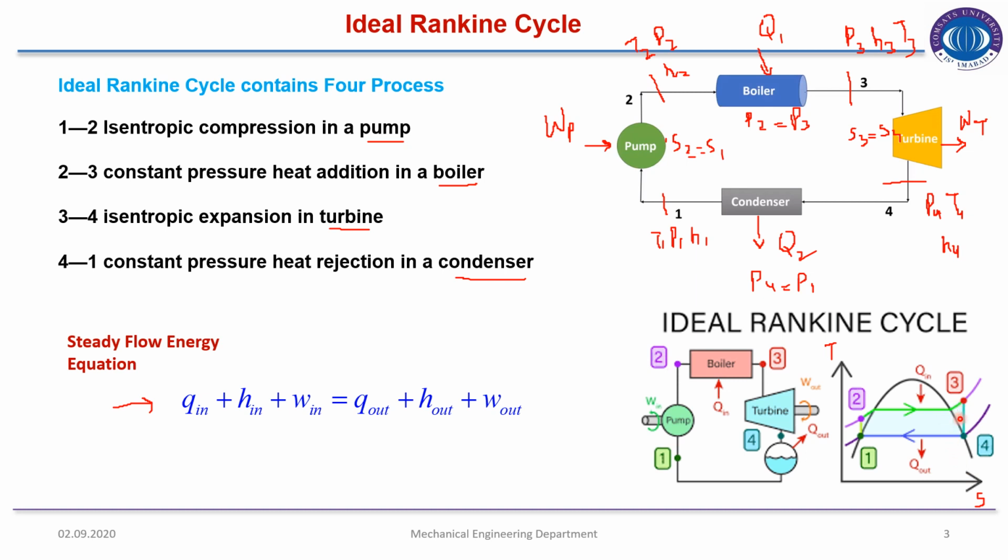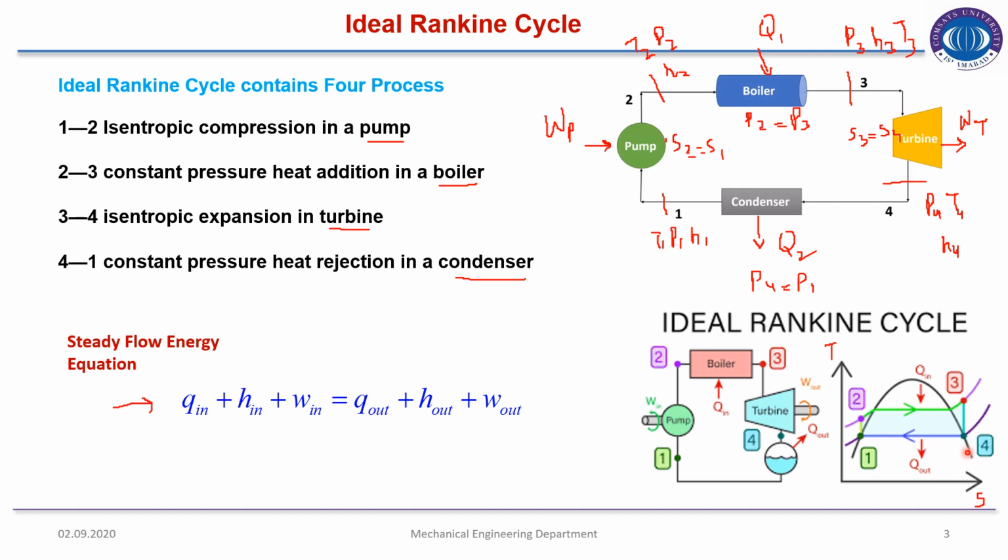So from process 3 to 4, this is isentropic expansion in the turbine. So pressure will drop as well as the temperature, because heat energy or thermal energy will be transferred from the working fluid to the blades of the turbine. So at state 4, we have the saturated vapor phase working fluid.